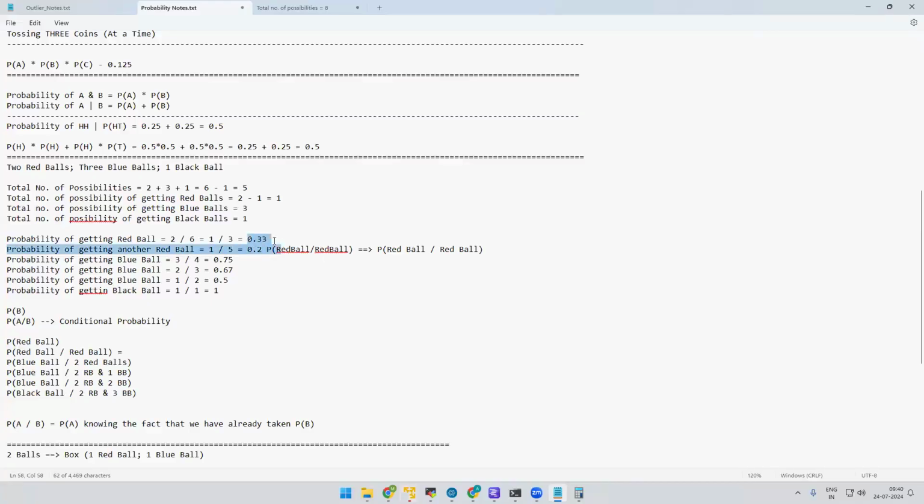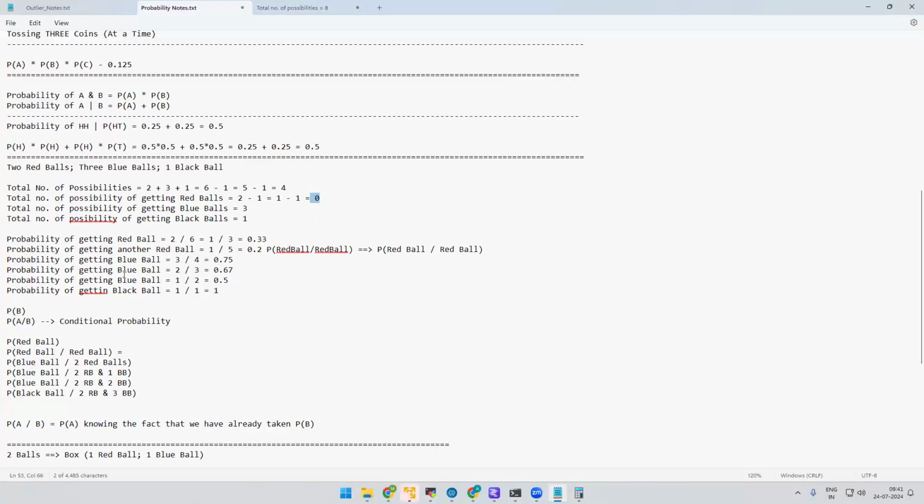When you consider this one, we are trying to find out here, this 0.2 is basically the probability of getting a red ball, knowing the fact that another event has happened. What is that event? That we have already taken a red ball. I need to extend it further. So we have taken 2 red balls now, and no red balls are remaining. If we try to calculate the probability of getting a red ball again, obviously it's going to be 0. 0 by anything is 0.